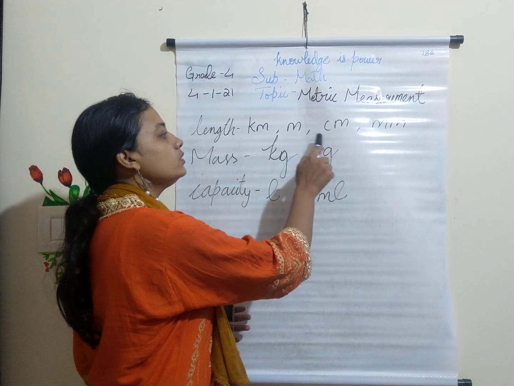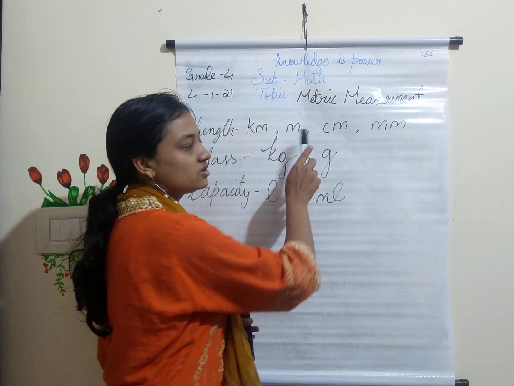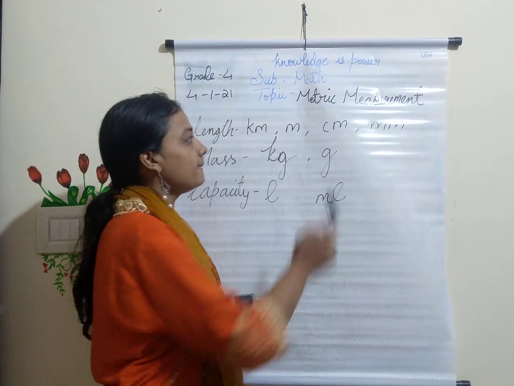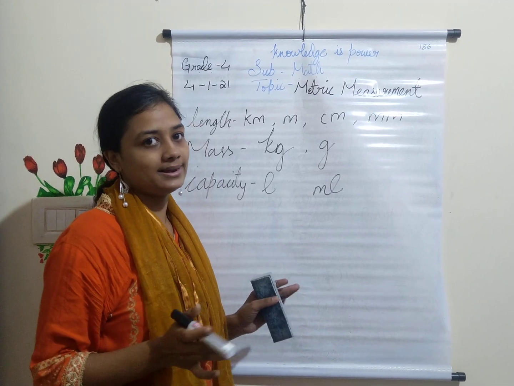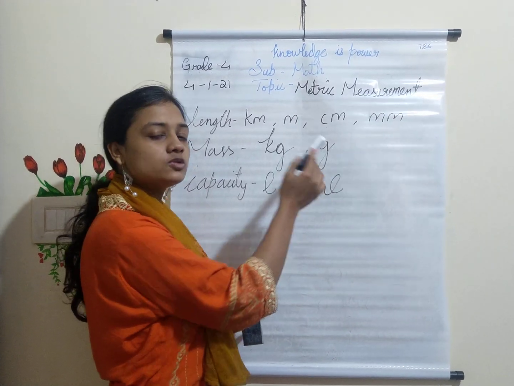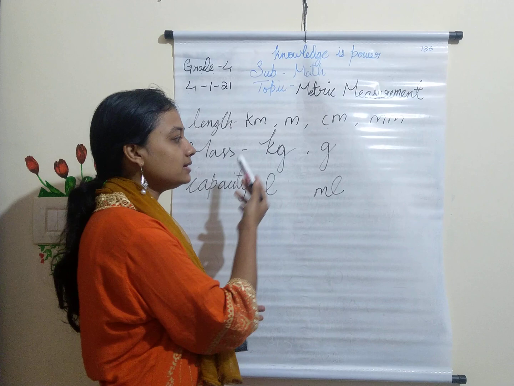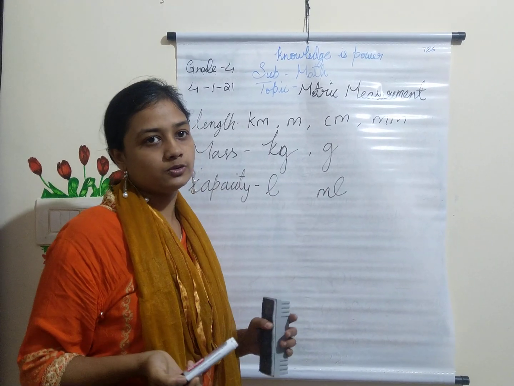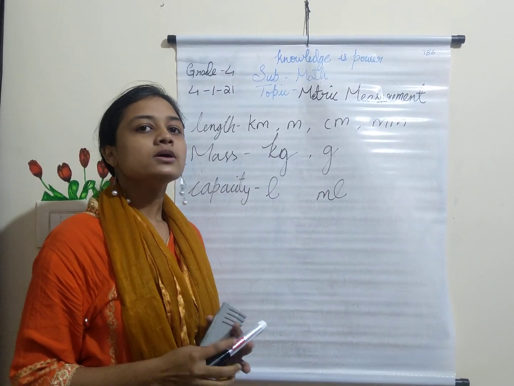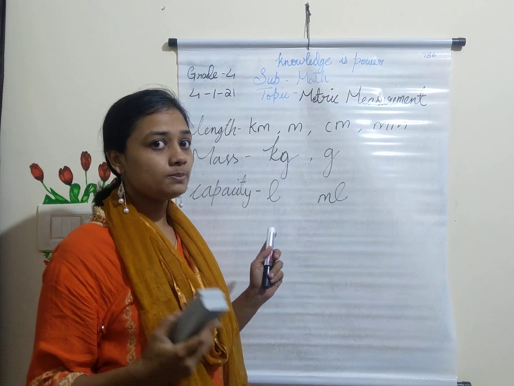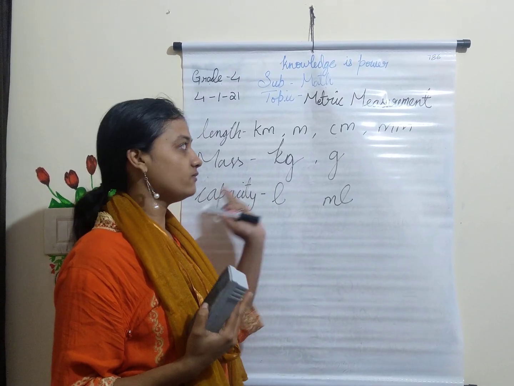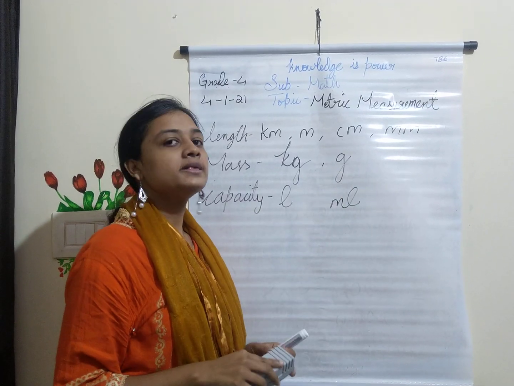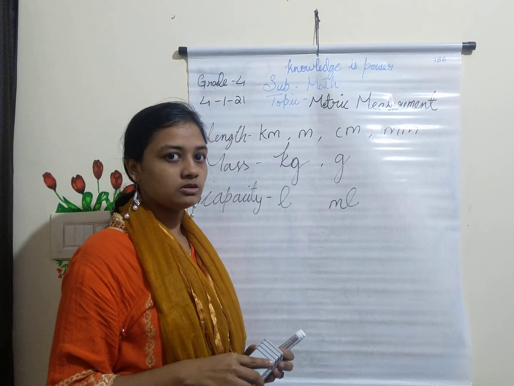Same thing, you use all these things to measure the smaller length. Meter, centimeter, millimeters are used to measure a smaller length. Grams is used to measure a smaller mass, and milliliter is used to measure the smaller capacity. So this is what you would have learned in your previous sessions, and you would have also known how to convert them from one unit to the other. Same thing we will be learning in today's video also.